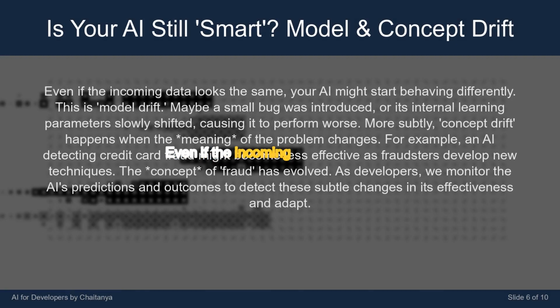Even if the incoming data looks the same, your AI might start behaving differently. This is model drift. Maybe a small bug was introduced, or its internal learning parameters slowly shifted, causing it to perform worse. More subtly, concept drift happens when the actual meaning of the problem changes. For example, an AI detecting credit card fraud might become less effective as fraudsters develop new techniques. The concept of fraud has evolved. As developers, we monitor the AI's predictions and outcomes to detect these subtle changes in its effectiveness and adapt.